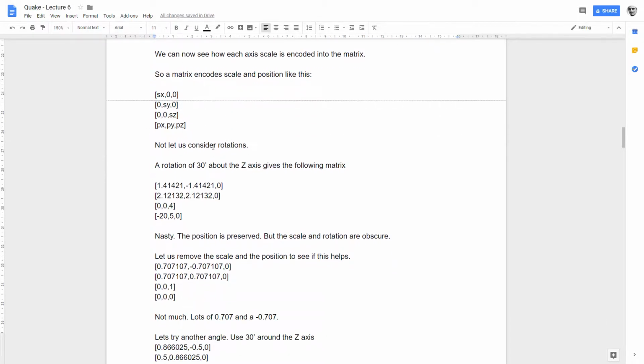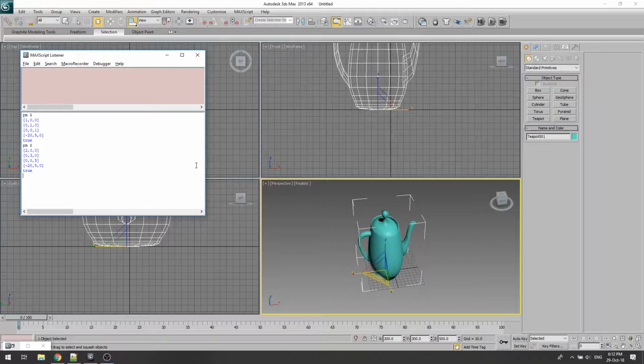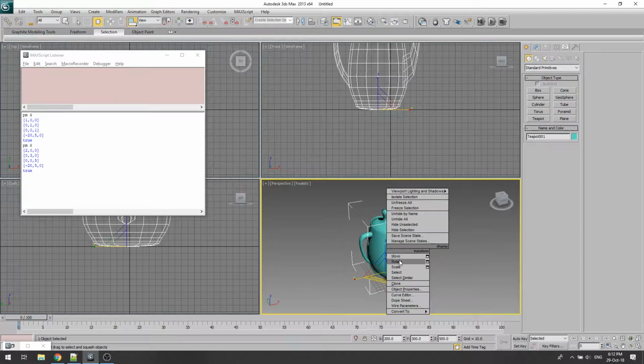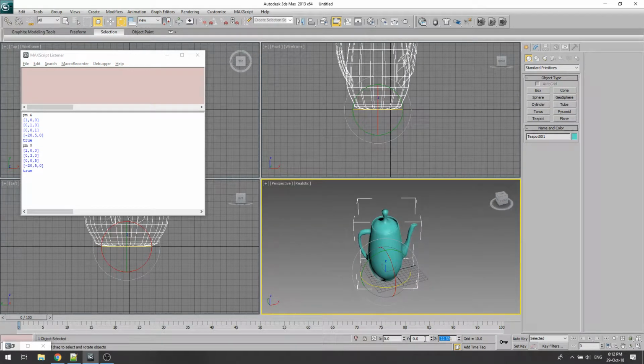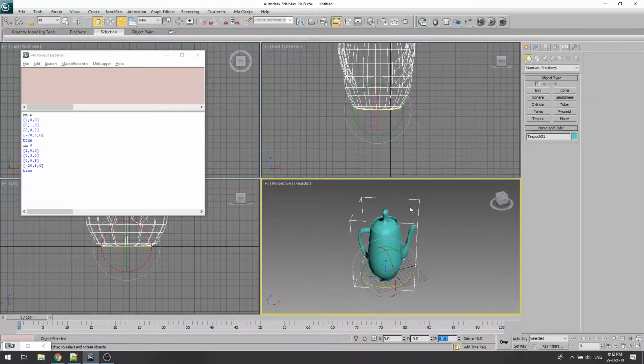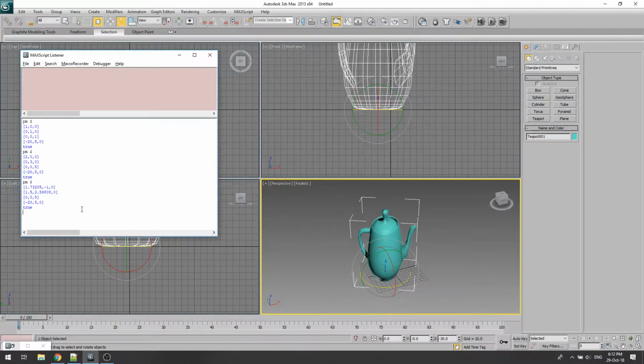Okay, so now let's go in and consider rotations. So if I go in and I rotate this object, and I'm just going to set this to minus 30 degrees. And again, let's have a look at the transform. And that looks pretty nasty. There's a lot of numbers in there. They don't make a great deal of sense to me.